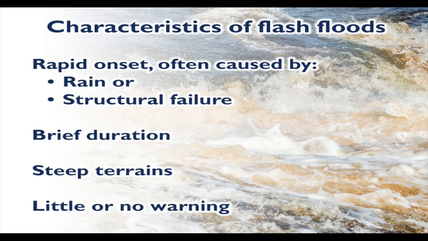Flash floods are rapid in onset, usually from rain or from structural failure, like a dam breaking or other type of structure that releases a large amount of water. They're usually brief in duration. They happen and then they're over with. And they're usually associated with steep terrains where the water comes down very quickly and then narrows through a gully or a ravine, or through a valley, where the water picks up speed and force as it's narrowed down. The other aspect of flash floods is that there's little or no warning.